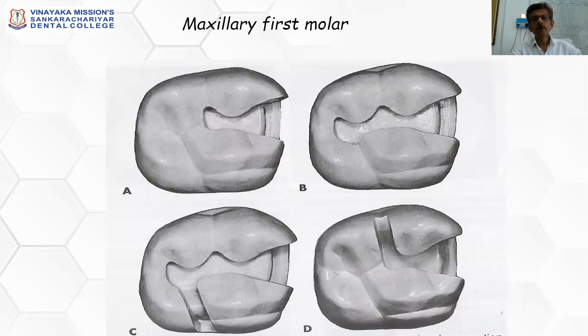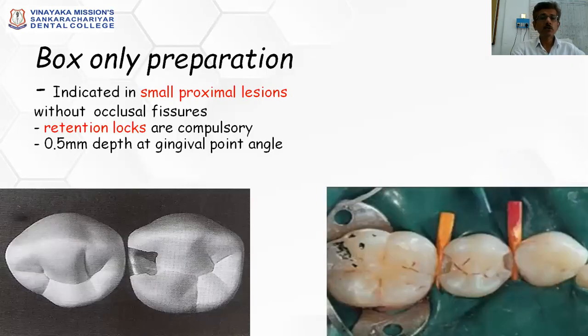Maxillary first molar. These are the designs: you have a conservative, you have a conventional, you have a class 2 with a buccal and a palatal extension. There are so many modifications. You have box only preparations. Box only preparation is especially indicated in small proximal lesions without occlusal fissures. Retentive locks are compulsory because you're not having the dovetail or other retentive features. 0.5 millimeter depth at the gingival point angle.